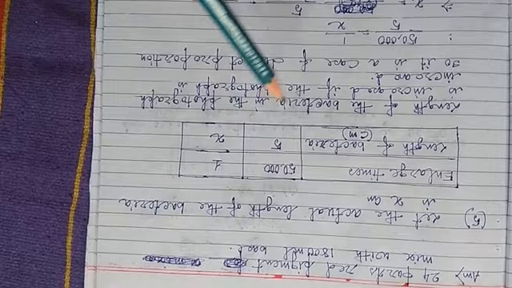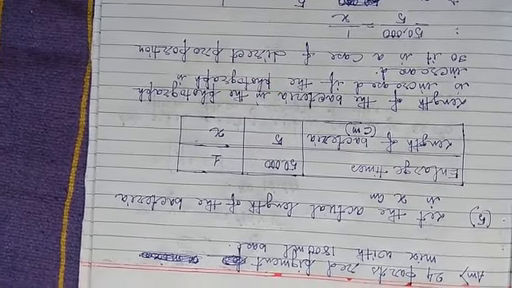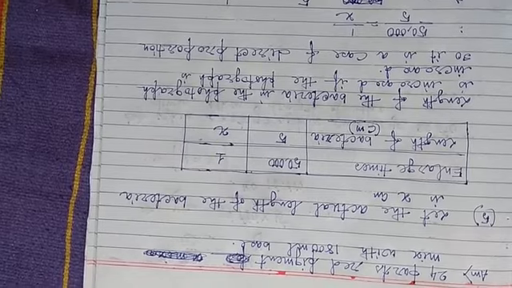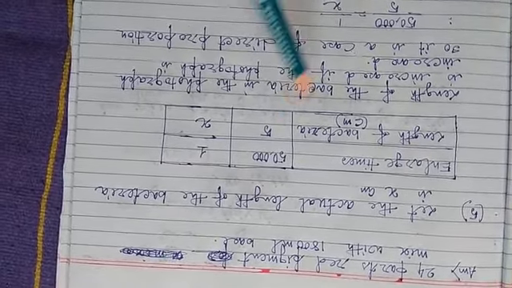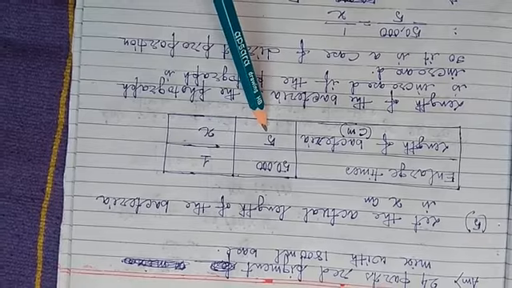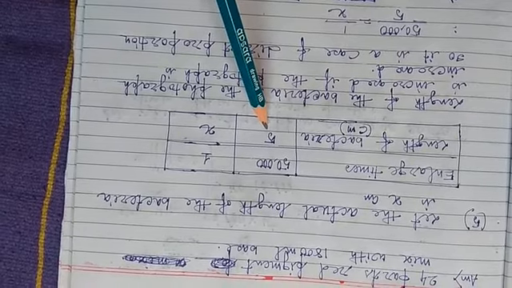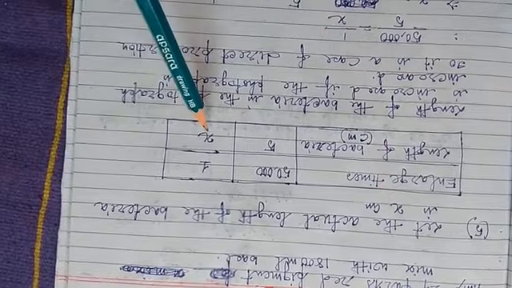Next question number 5. Photograph of bacteria enlarged 50,000 times attains the length of 5 cm. So it is given that if the photograph is enlarged 50,000 times, then the length of the bacteria is 5 cm. So what is the original length of the bacteria? So let the original length of the bacteria be x centimeter.